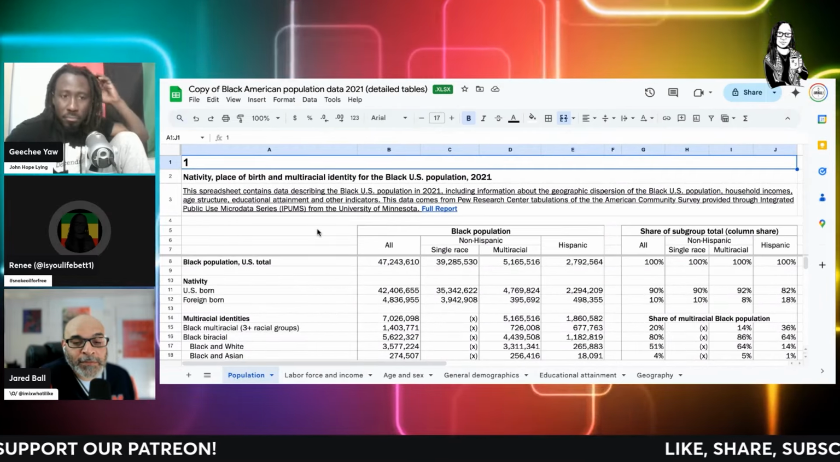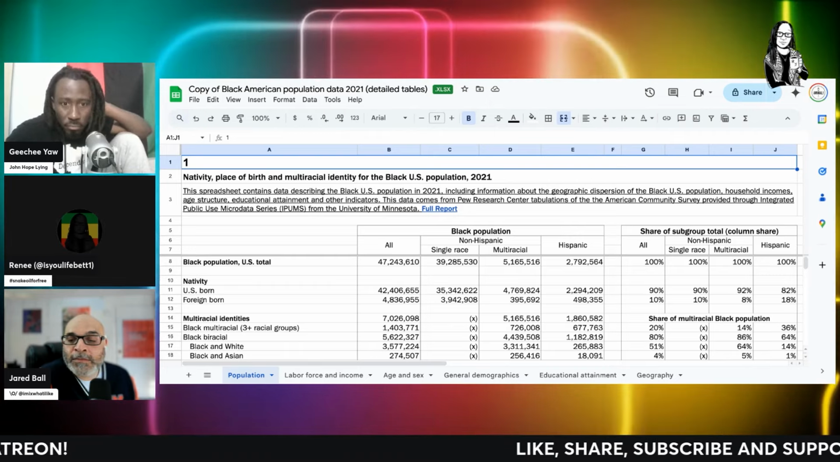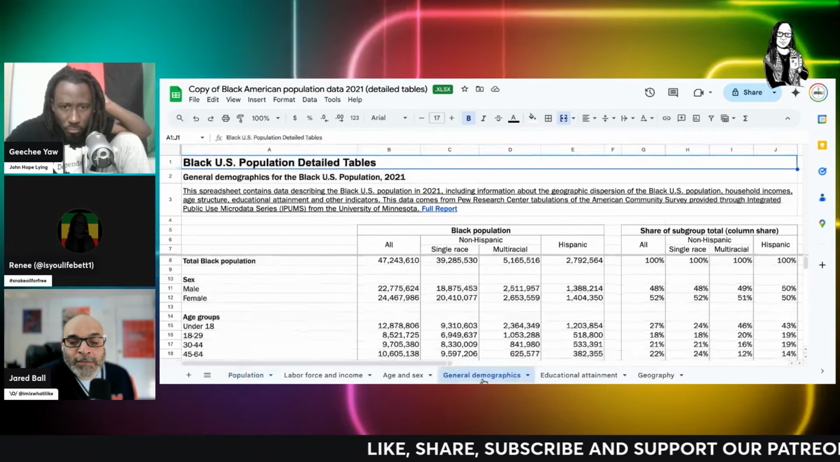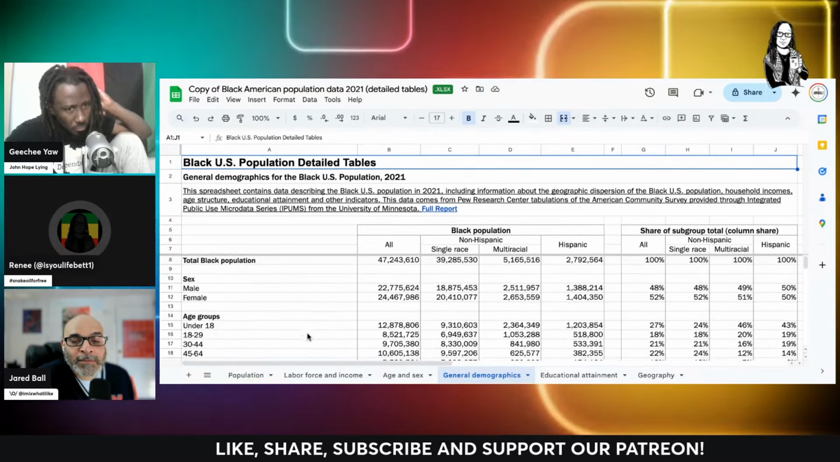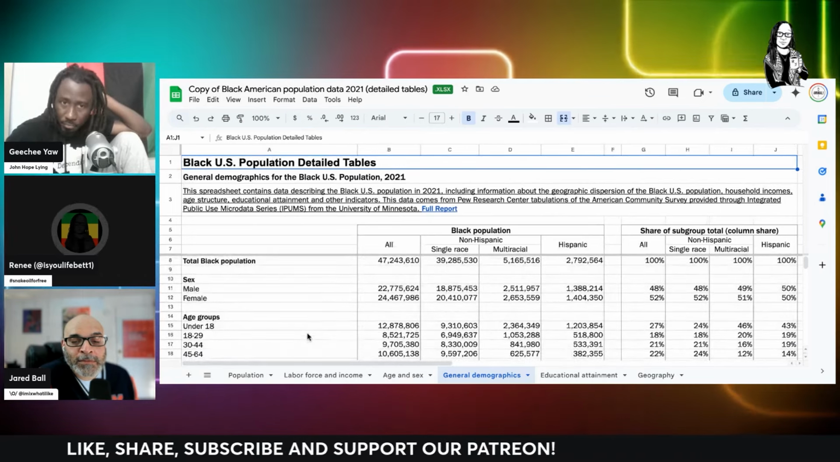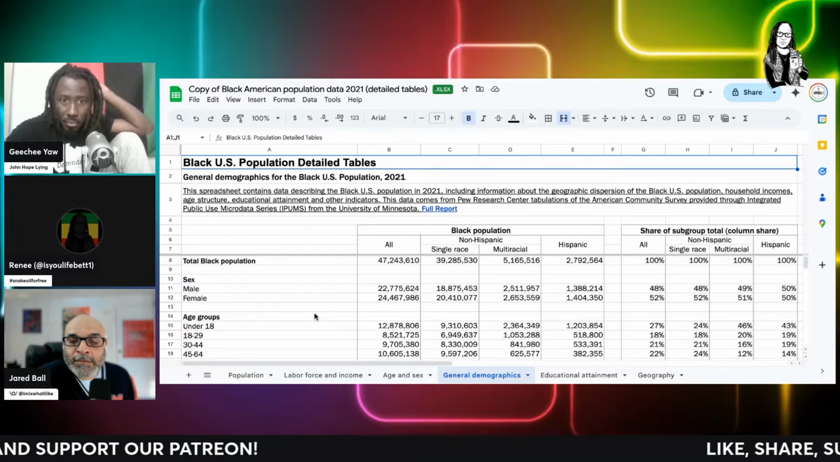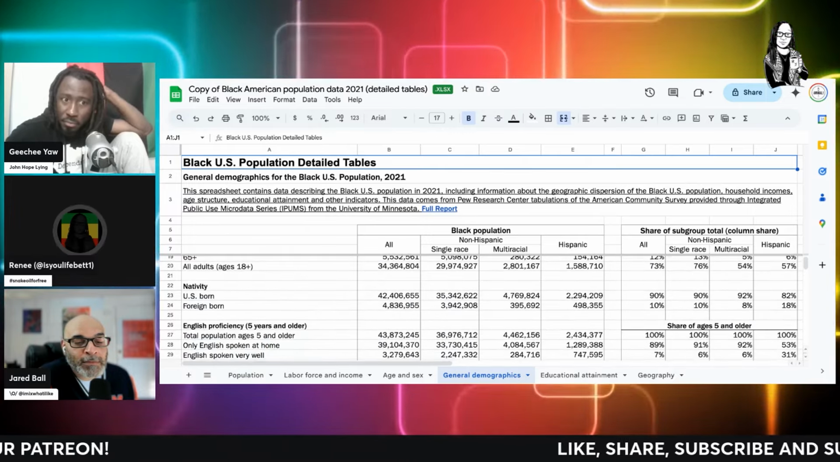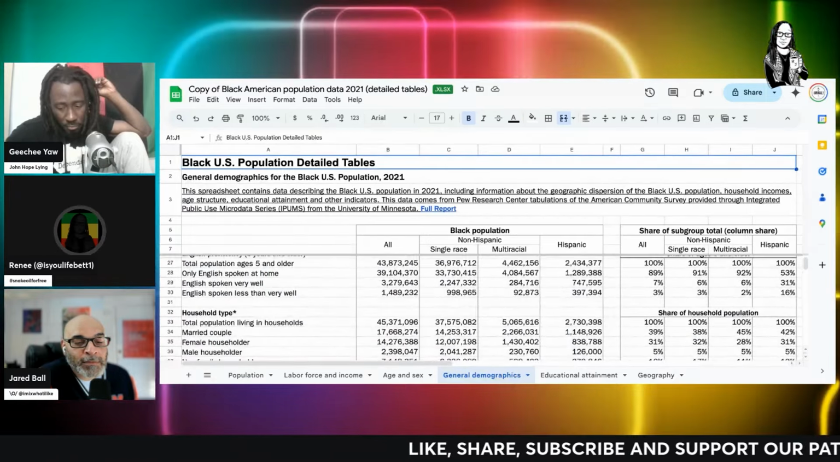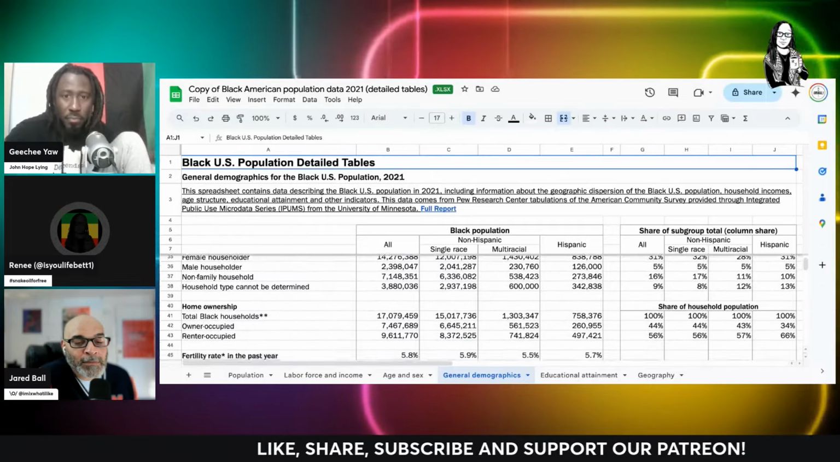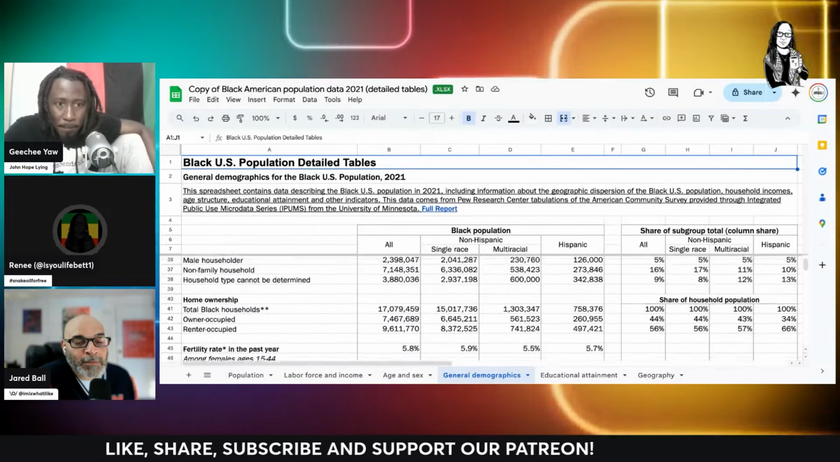So if you go to the general demographics tab at the bottom, it'll give you a lot of these things. You've got your total Black population, your age group. If you keep scrolling down, because I want people to see where I got the numbers from, see this household type? Yep, go back up a little bit.